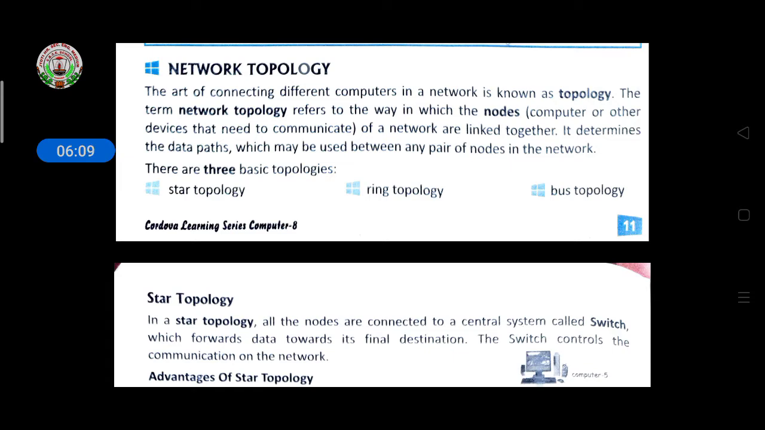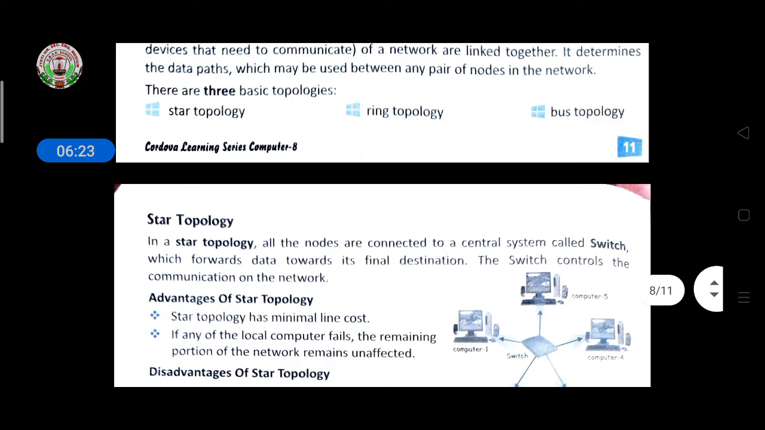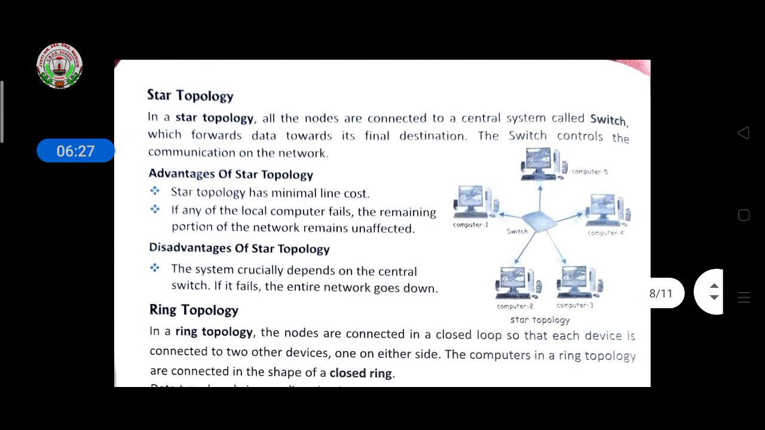The first one: network topology refers to the way in which nodes, meaning computers or other devices, are linked together. It determines the data path which may be used between any pair of nodes. There are three basic topologies: star topology, ring topology, and bus topology.